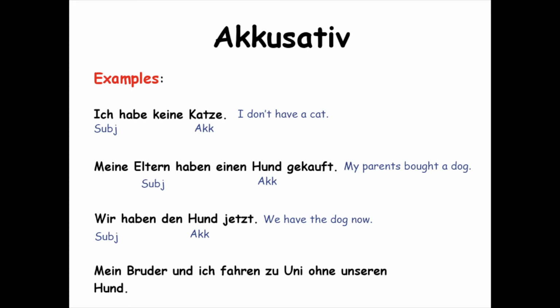Mein Bruder und ich fahren zur Uni ohne unseren Hund. Okay, we can identify mein Bruder und ich as the subject because we're the ones who are doing the driving. And you would think that zu Uni would make Uni the accusative case because zu is a preposition that suggests movement. However, we will explain in the following slides that it is actually not accusative, rather dative. So don't worry about that just yet.